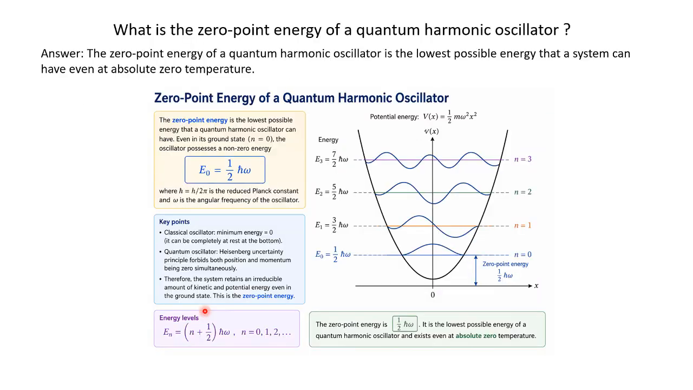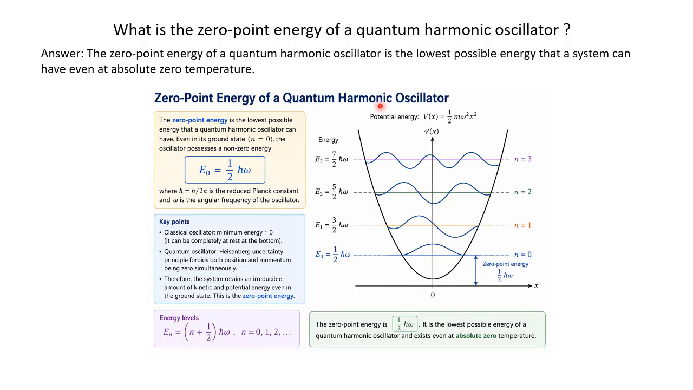Question number 9. What is the zero-point energy of a quantum harmonic oscillator? The zero-point energy is the minimum, the lowest possible energy held by a quantum harmonic oscillator at absolute zero temperature. In classical mechanics, a particle at absolute zero would have zero kinetic and potential energy.